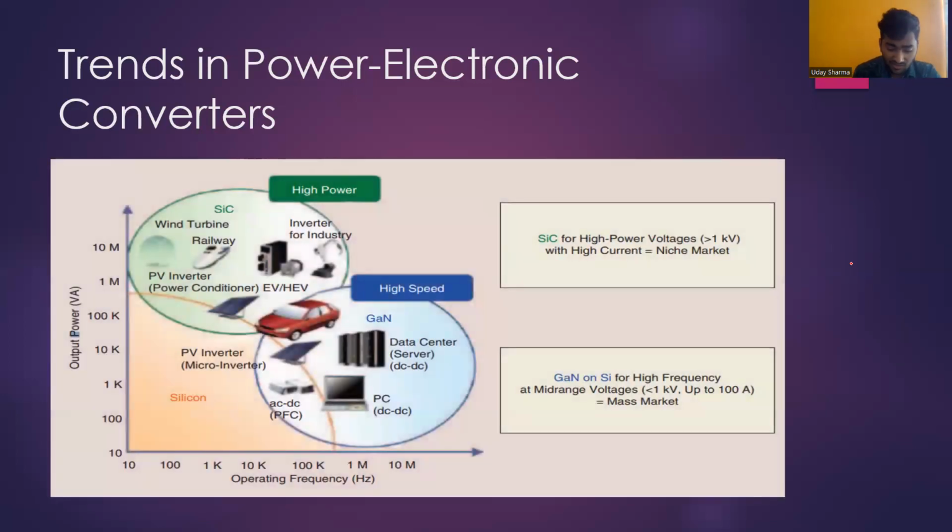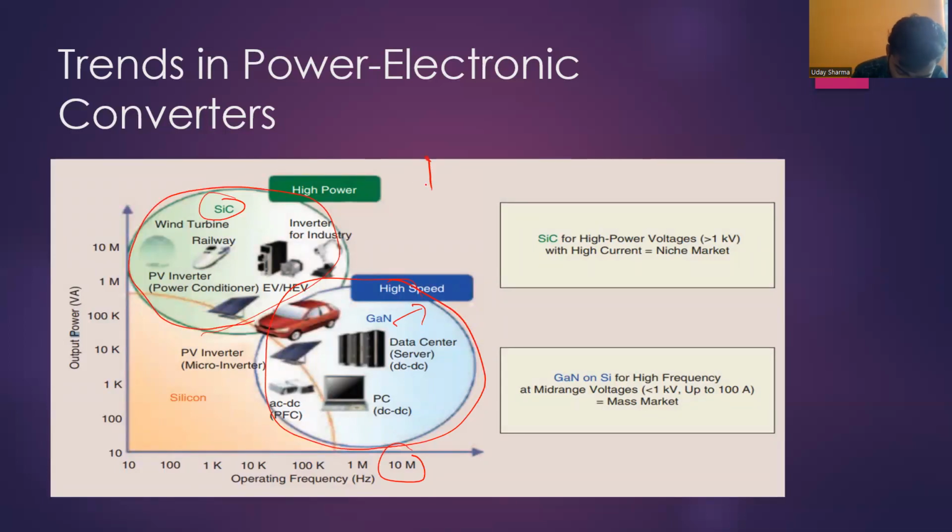As we can see here, silicon carbide is for high power and is used in wind turbines, railways, inverters for industries, power conditioners, electric vehicles, and hybrid electric vehicles. And gallium nitride is for high-speed switching, used in PCs, data centers, servers, or AC to DC converters. Here we can see the operating frequency is up to 10 megahertz.